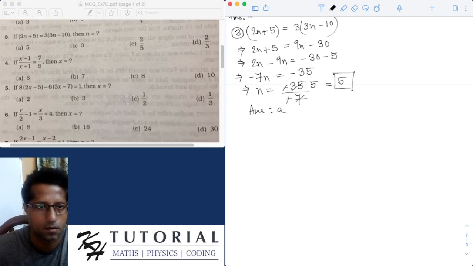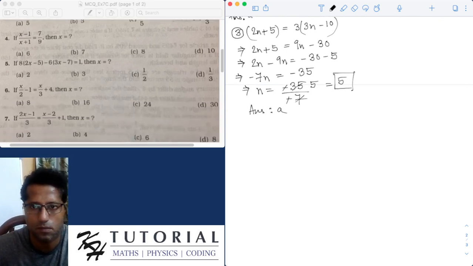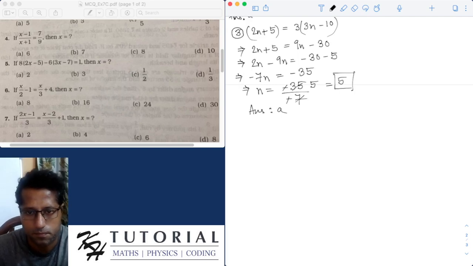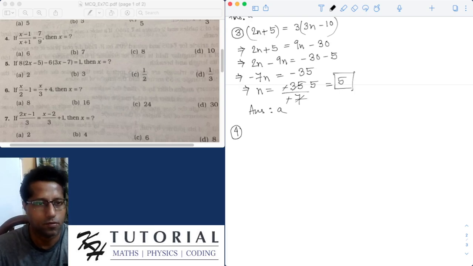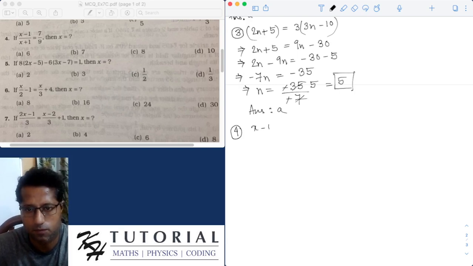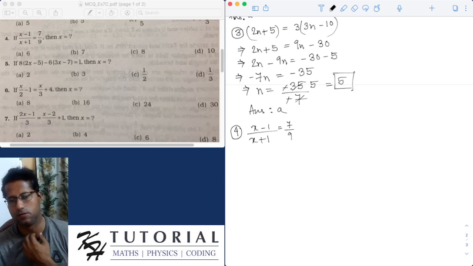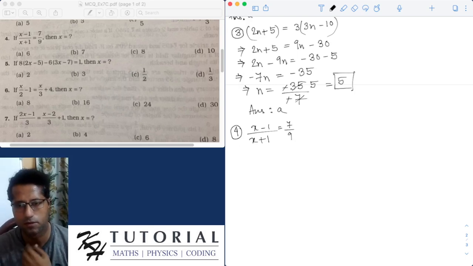Let's see question number 4. Question number 4 is also a linear equation. It is given that (x minus 1) divided by (x plus 1) equals 7 by 9. So what is the value of x? So we have to solve this. Now this is a typical problem.